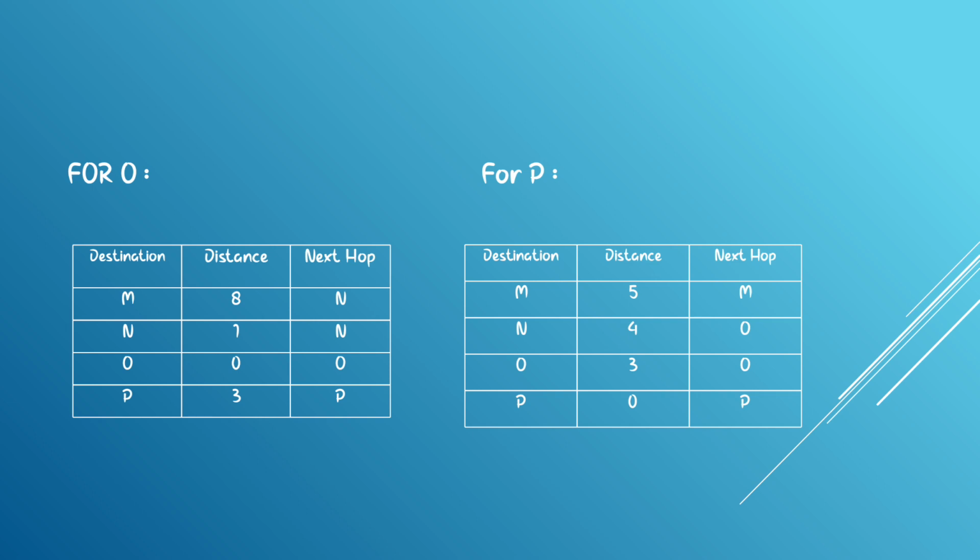For P: P to M distance is 5 and next hop is M. P to N distance is 4 and next hop is O. P to O distance is 3 and next hop is O. And P to P distance is 0 and next hop is P. That's all. This is how we calculate the original table.